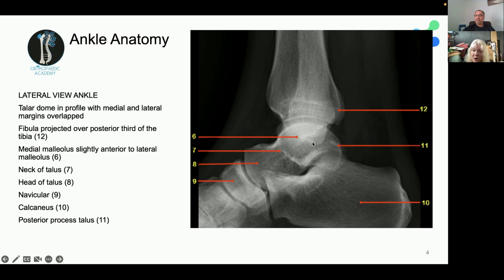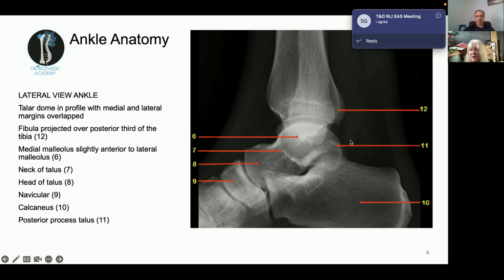And the joint below the talus, above the calcaneus, this is the subtalar joint. The joint that we're seeing here is the talonavicular joint. And if we go further down, this is going to be one of the intermetatarsal joints. At the back of the talus, sometimes you can see a little projection, which is the posterior process of the talus. And that can sometimes be fractured. And really, it's just symptomatic treatment for that.